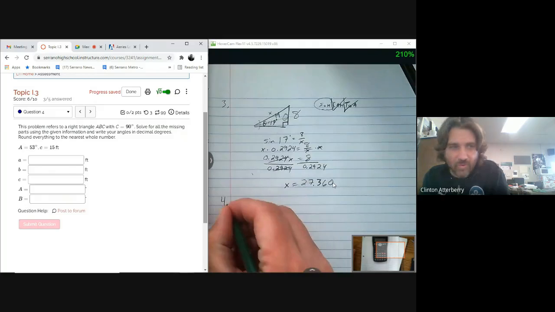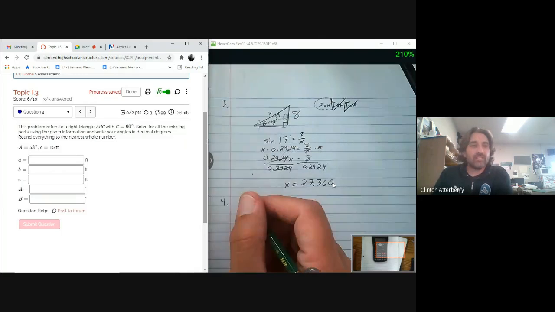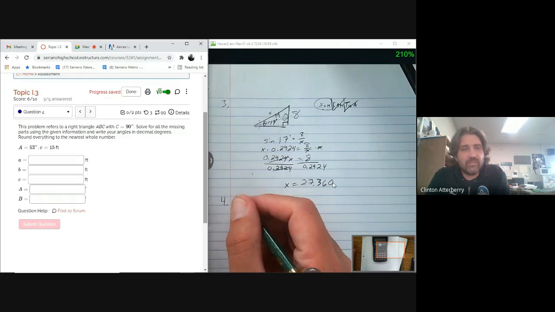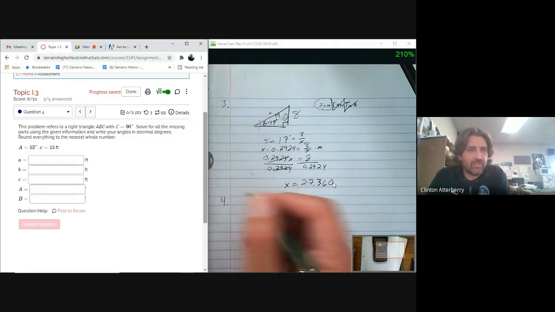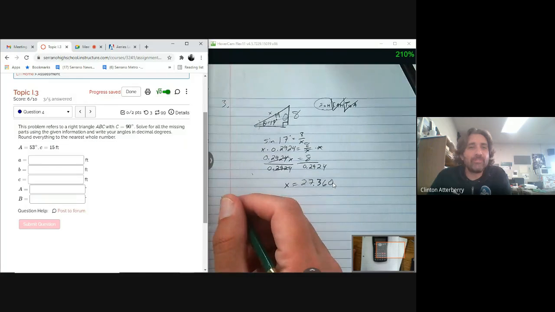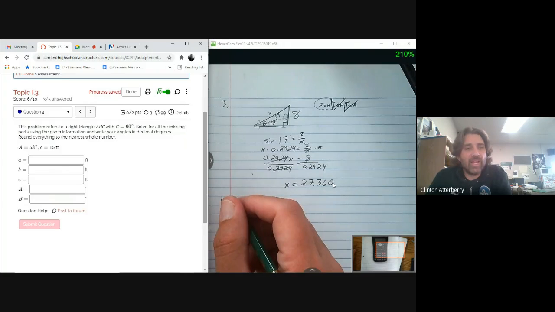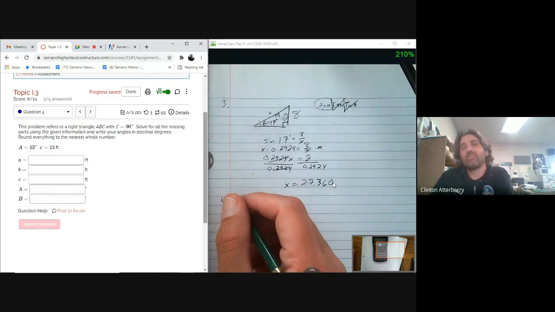So here's question 4. They don't give you a picture, but this problem refers to a right triangle ABC with C equal to 90 degrees. So of course it's a right triangle. C is equal to 90. Solve for all the missing parts using the given information and write your angles in decimal degrees. Round everything to the nearest whole number. All right, write your angles in decimal degrees.